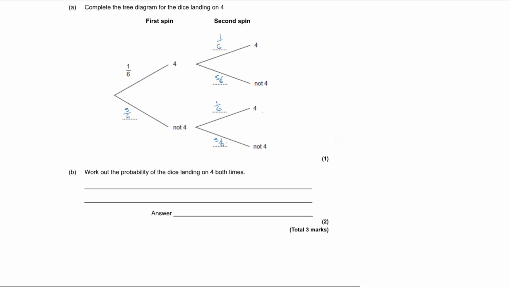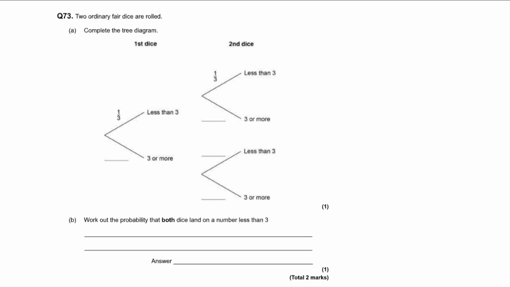Part B says, work out the probability of the dice landing on 4 both times. So 4 both times is this row and this row. Probability of 4 and 4. Now in maths, and in probability, and means multiply. So it's going to be the probability of getting 4 on the first roll multiplied by the probability of getting 4 on the second roll. The probability of getting 4 on the first roll is 1/6, and on the second roll is 1/6. You multiply that together, you're getting 1 over 36, aren't you? That's my answer, 1/36.